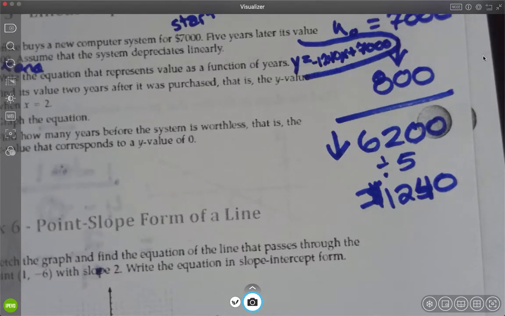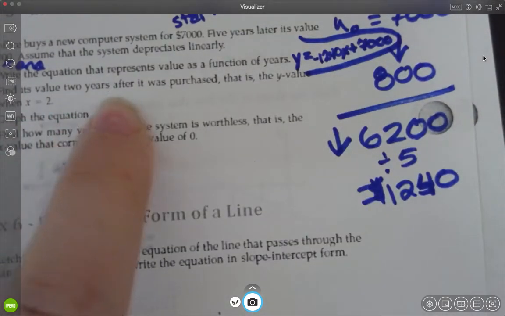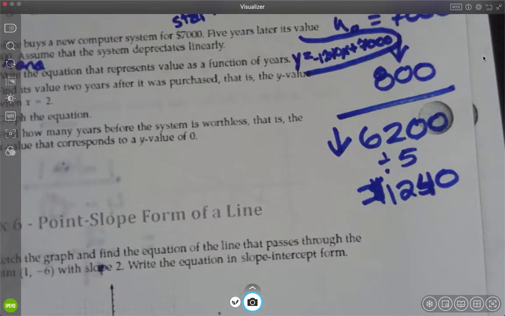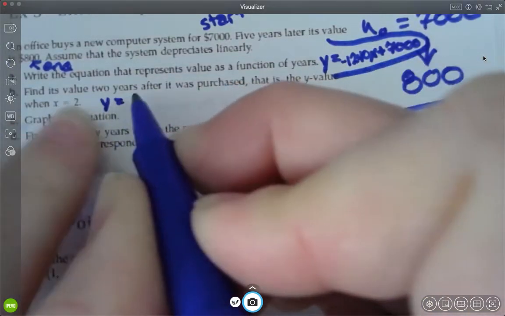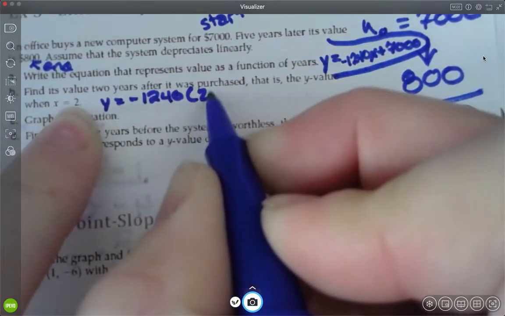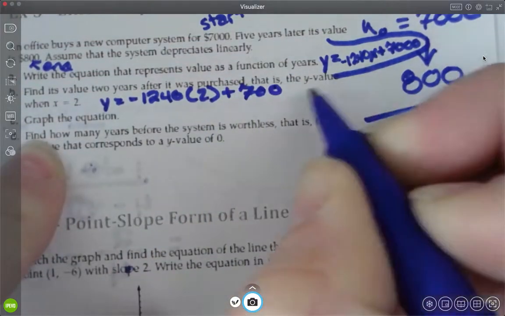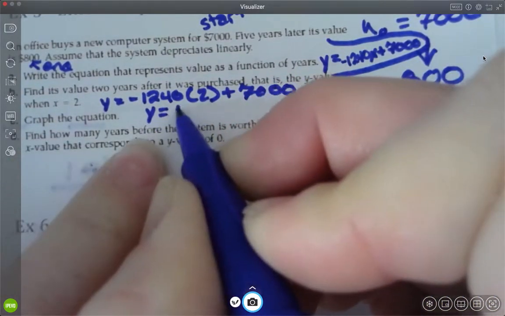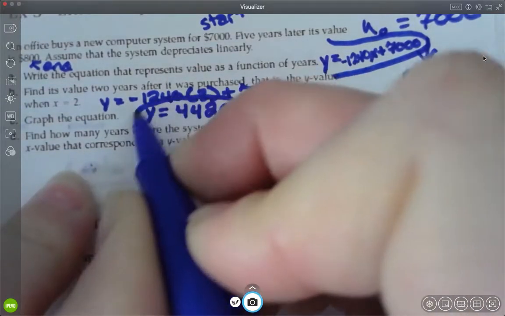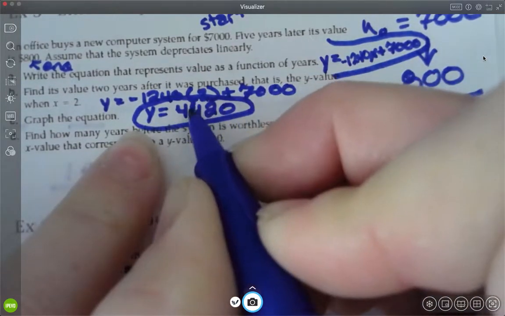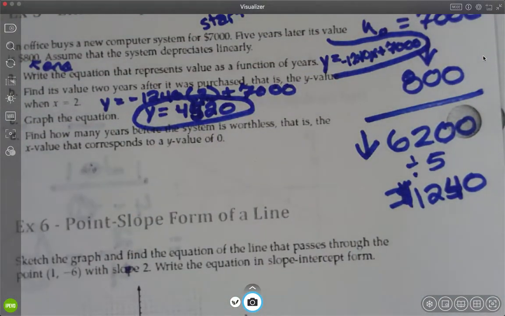That's part A. Now they're going to say, I want to know the value of it after so many years, probably, right? So part B: find the value 2 years after it was purchased. That means we're going to plug 2 in for x. y equals negative 1240 times 2 plus 7,000. And that number is 4,520. That's the value of whatever we're purchasing.